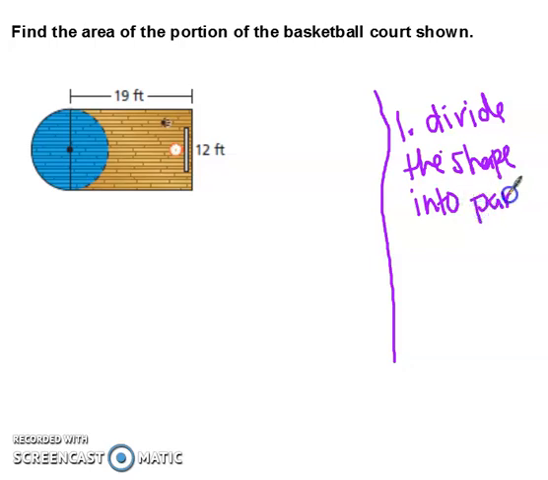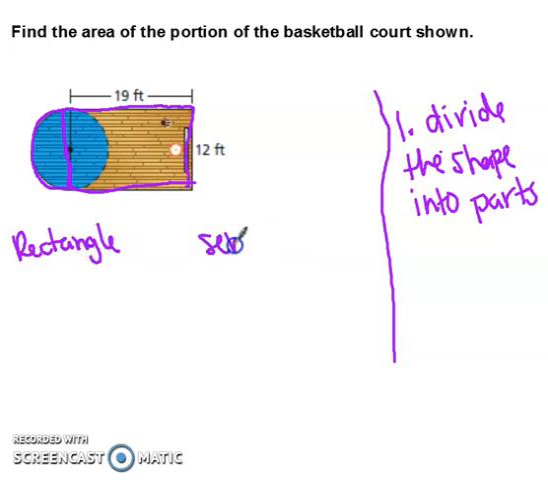I see 2 parts here. There's this semicircular part, which is the outside of this semicircle. It's half a circle, attached to a rectangle. So I'm going to make two sections here. I have a rectangle, which I know how to take the area of, and I have a semicircle, which I also know how to take the area of. Once I've divided my shape into parts, I'm going to find the area of each part.